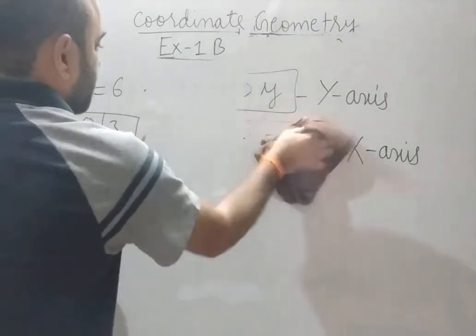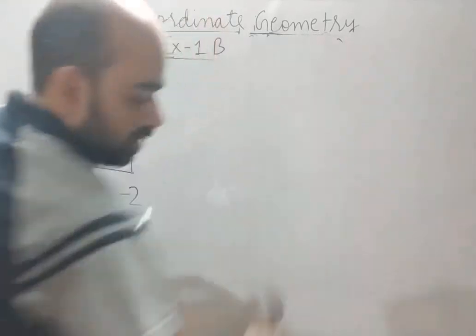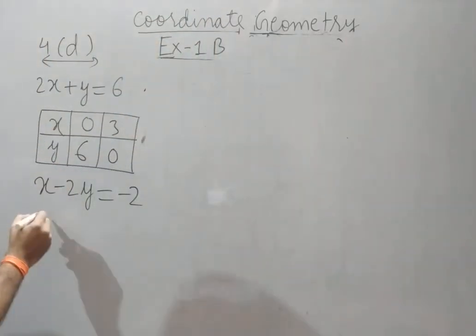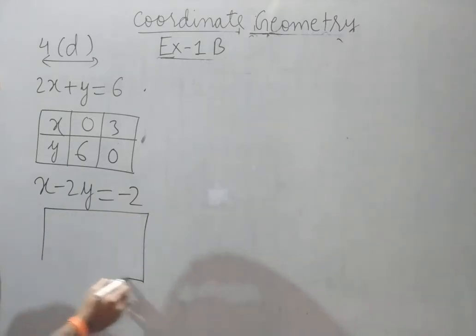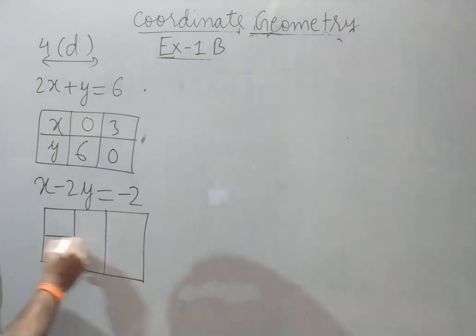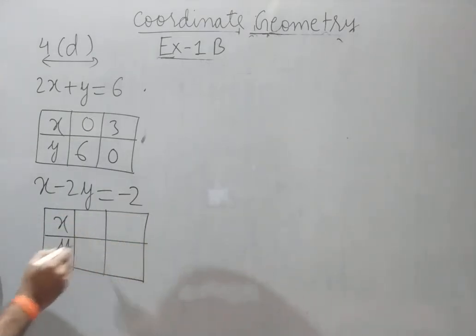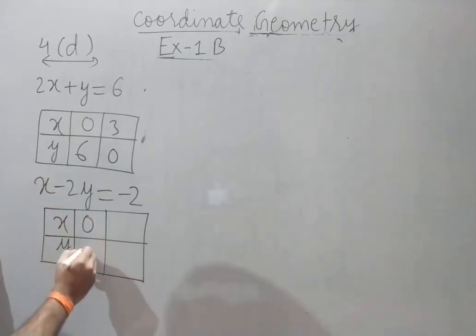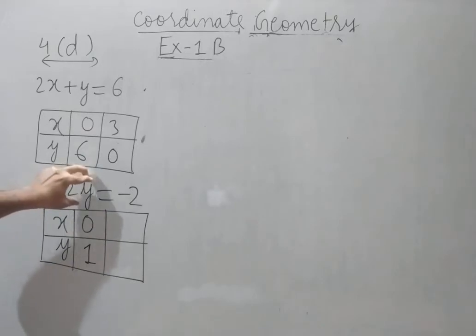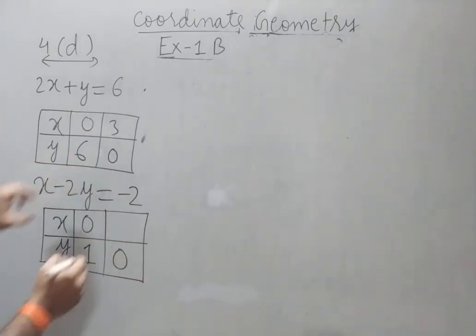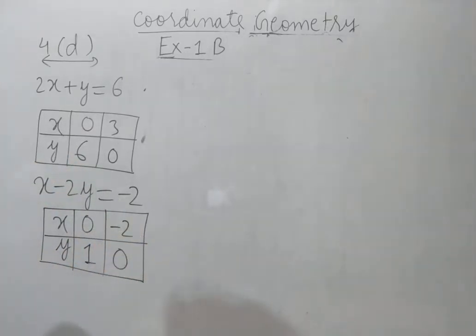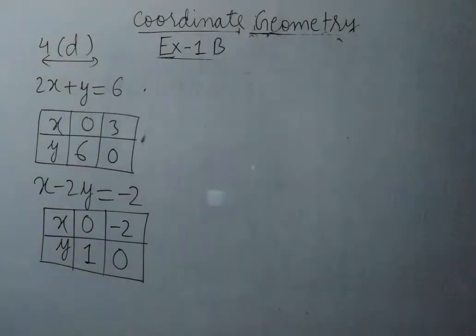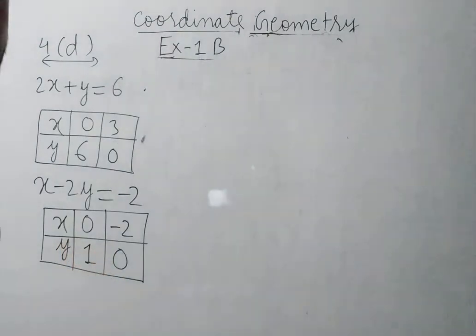Now for the second equation also, again make the table. First put x is equal to 0, then y will come 1, correct? And if y is equal to 0, then x will come minus 2. Are the points clear? Understood? The points are clear.